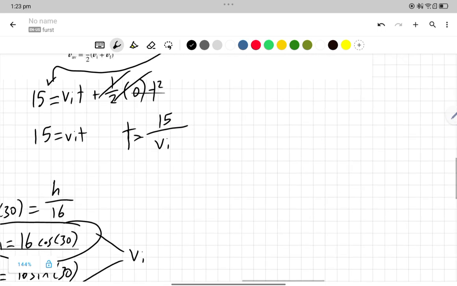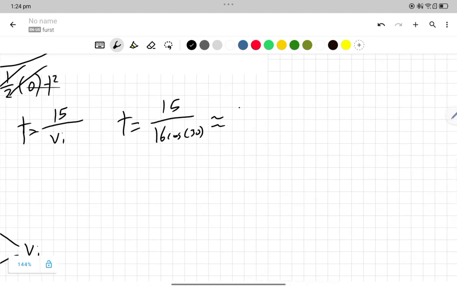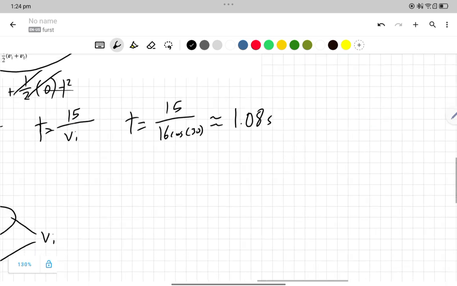So we know now t equals 15 over 16 cos 30, and that equals about, I'm going to put it in my calculator, 15 over 16 cos 30, and that is 1.08 seconds. So this is the time the bottle will hit the wall.